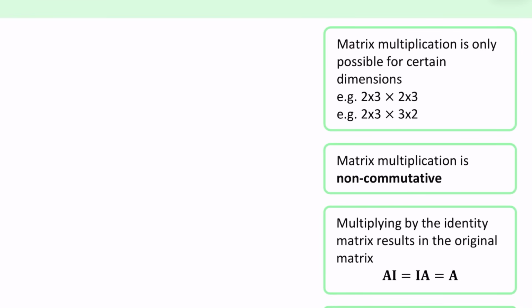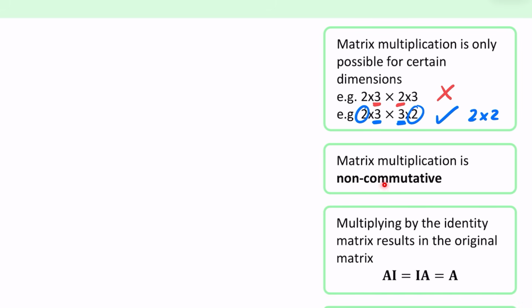Matrix multiplication is only possible for certain dimensions of matrices. So this first one that we've got here, which is a 2x3 by a 2x3, because there is a 3 and a 2 in this middle section, this is not going to be possible for matrix multiplication. But a 2x3 by a 3x2, because they have those matching 3's in the middle, this would be possible in terms of matrix multiplication, and it ends up producing a 2x2 matrix.